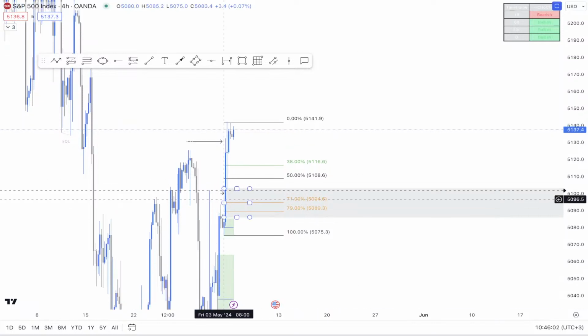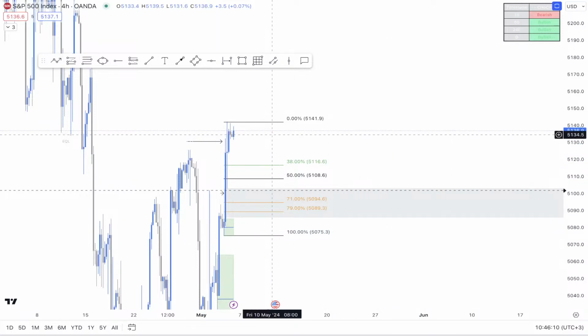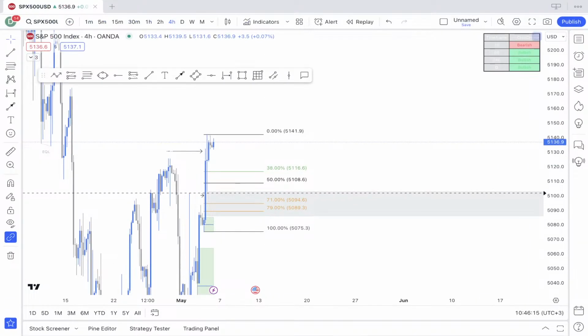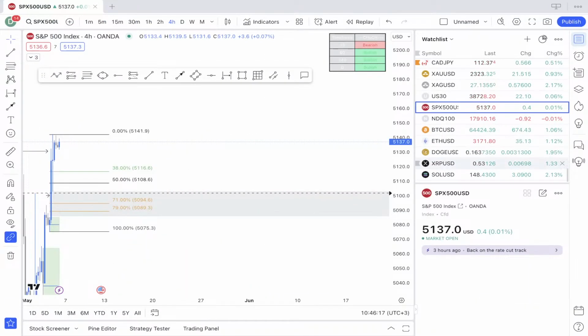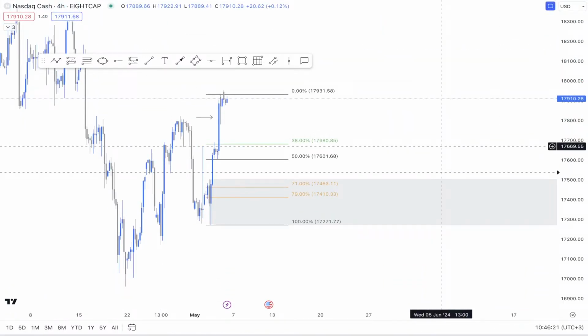We have this huge fair value gap lining up perfectly with the point of interest. Right below it, we have a bullish trader order block as well. And now the last thing that we need to wait for is a corrective pullback. Okay, but nonetheless, very promising looking setup. And on NAS 100, we have a very similar setup.